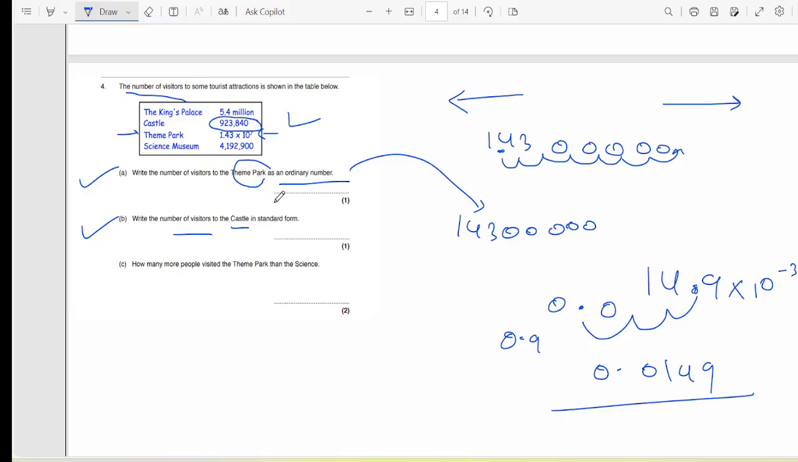So first I'll just write the number, which is 923,840. Then I'll put a decimal after the first digit in this way. So after the first digit I have to put a decimal. Now check how many digits there are after it. 1, 2, 3, 4, 5. 5 digits, right, after the decimal point.